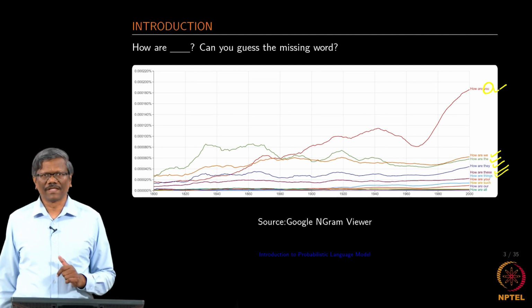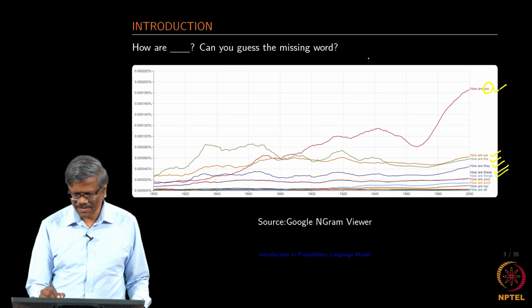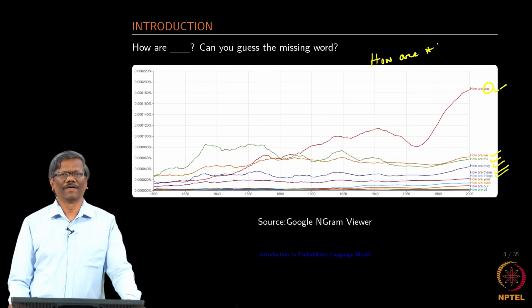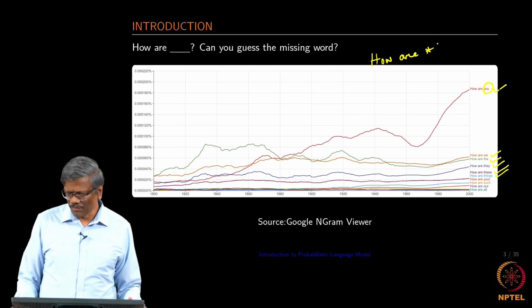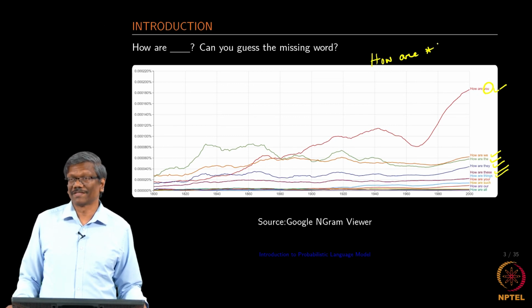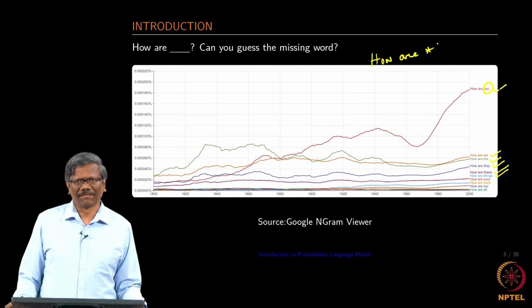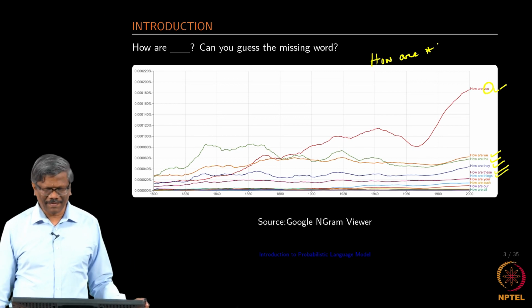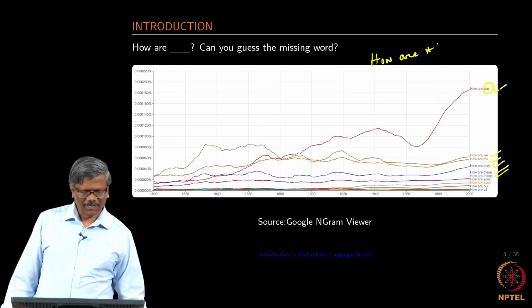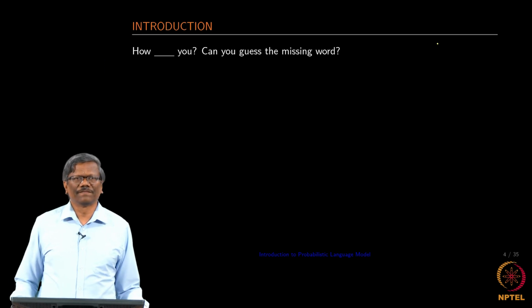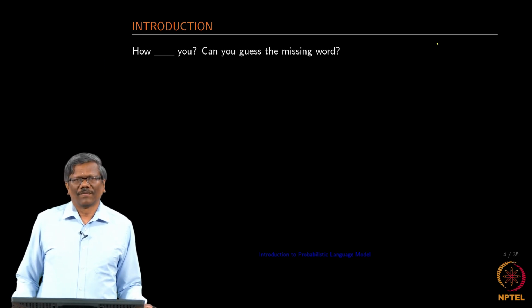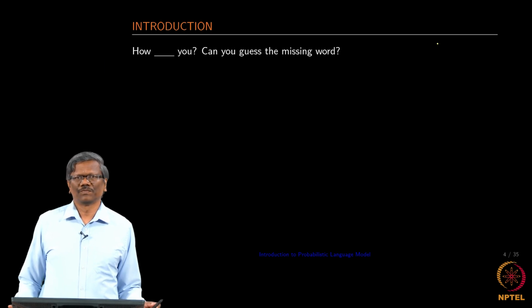You can also do this in the Ngram viewer by using the option how are and then star. When you do this you get a very similar graph like this. I am sure you will get almost the same as this, because the corpus is fixed. Let me take you to the next question. Now I have taken the middle word off and you have to find the middle word: how dash you. I will give you again a few seconds to think about the word that could be in the middle.